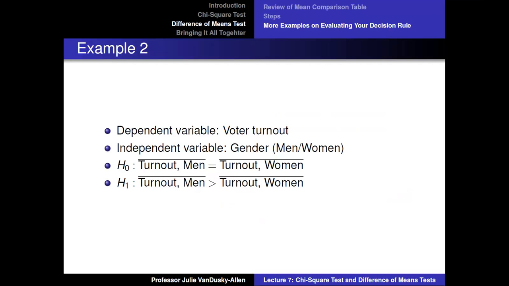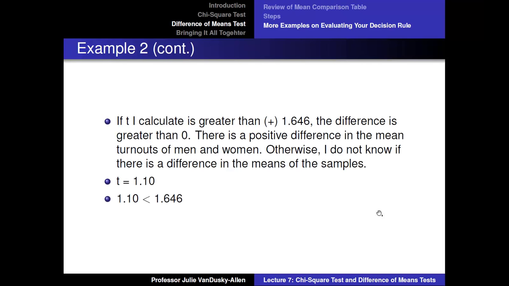Next, imagine we had voter turnout as our dependent variable and gender as our independent variable. Our null hypothesis would be the mean voter turnout of men and women are equal. Our alternative hypothesis could be the mean voter turnout of men is higher than the mean voter turnout of women. Imagine our decision rule was if the t I calculate is greater than positive 1.646, the difference is greater than 0. There is a positive difference in the mean turnouts of men and women. Otherwise, I do not know if there's a difference in the means of the samples.